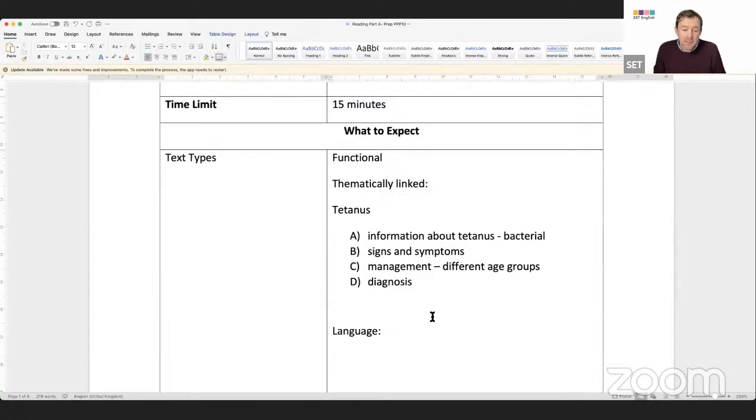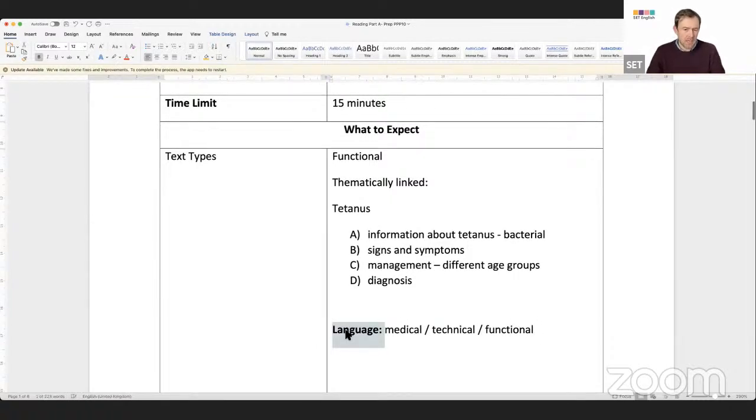There are, I agree. It can be complicated sometimes, but generally we've got medical, technical language. It's generally functional. Okay, that's how I see reading part A. Not any opinions in here. That's not what it's about. It's not about opinions. It's about their facts, aren't they?